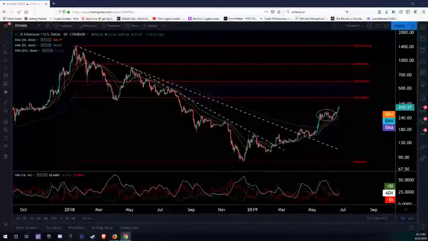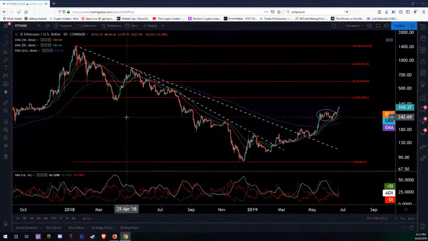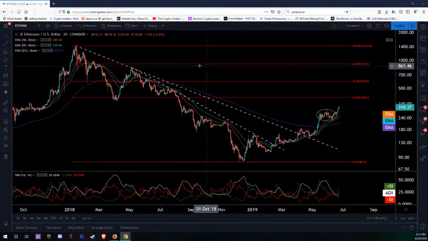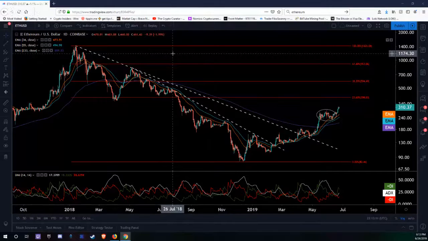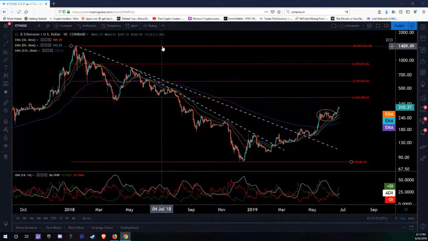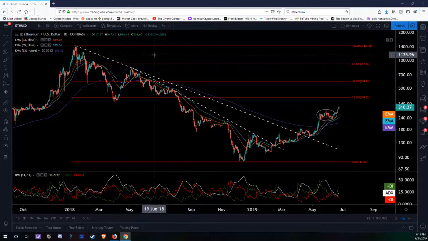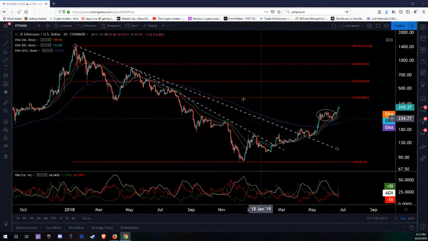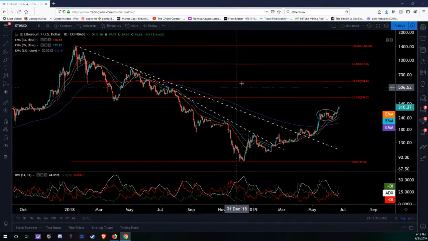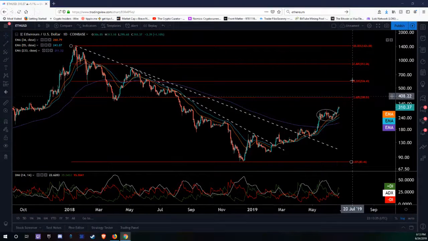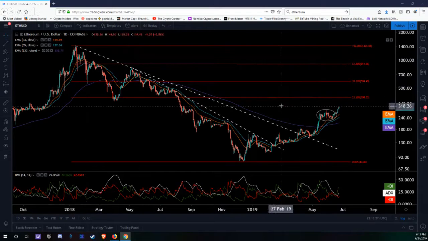Let's see here. There we go. Ethereum against the dollar on Coinbase. That's what I'm using because that's what the guys are trading off of, and that's what the request was for, against the dollar on Coinbase. What's on the chart? The white dotted lines are trend lines. The red lines here are Fibonacci retracements.